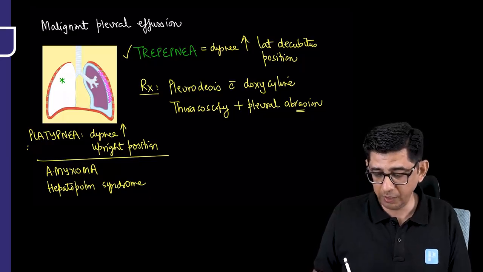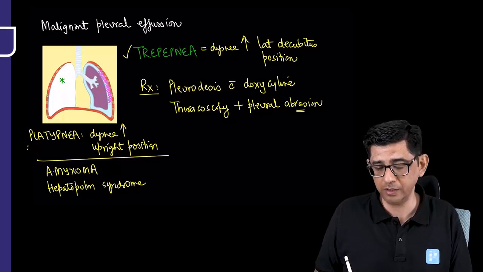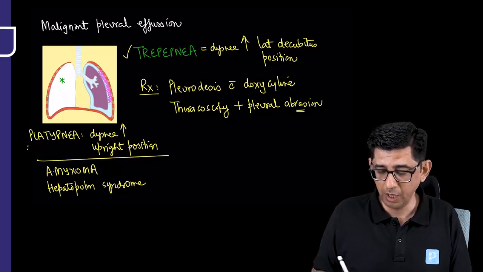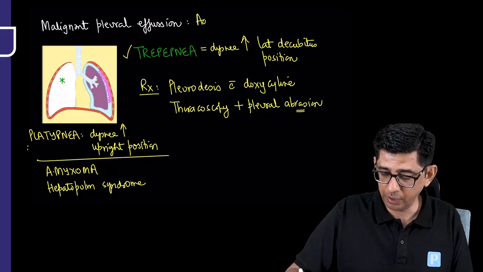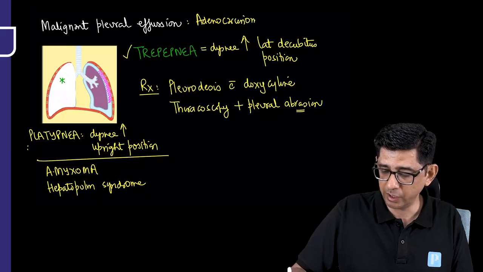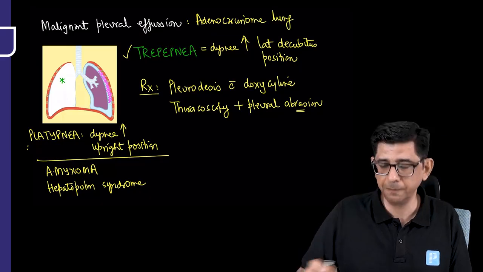So the main message is malignant pleural effusion has a tendency for recurrence and would be seen with a peripheral lung cancer. One of the leading cancers that can cause a malignant pleural effusion is the commonest lung cancer. The commonest lung cancer, as you're aware, is adenocarcinoma of the lung.